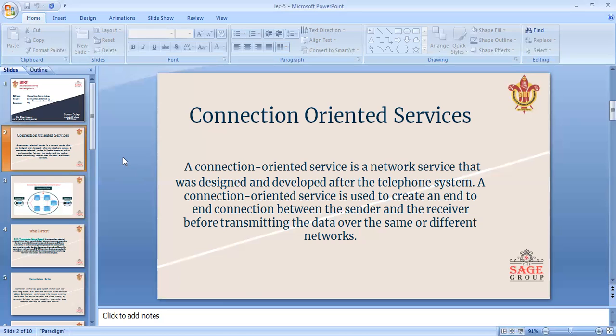A real example of connection-oriented services is a telephone system. If someone calls another person, after the ringing there is a connection establishment, a connection between two users. Then the sender can say anything to receiver B. So this is a connection-oriented service.